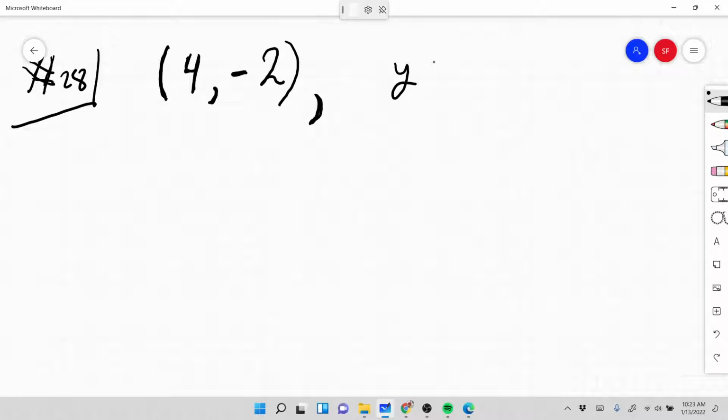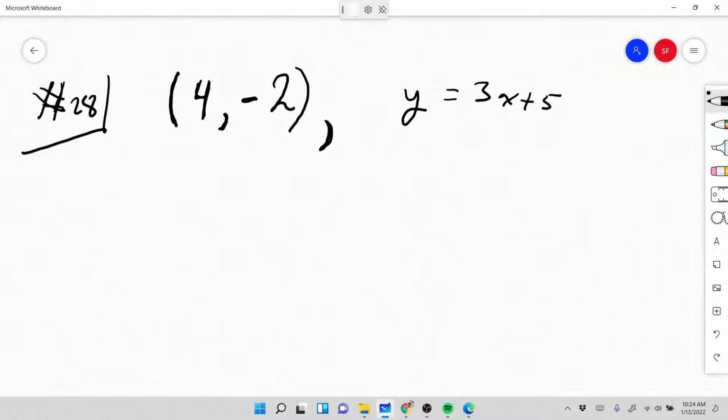Y equals 3x plus 5. So we're supposed to write an equation in slope-intercept form that goes through the point and is perpendicular to the equation, right? So what are we going to do? Write it and rewrite it in slope-intercept form. It is in slope-intercept form. Y equals 3x plus 5.